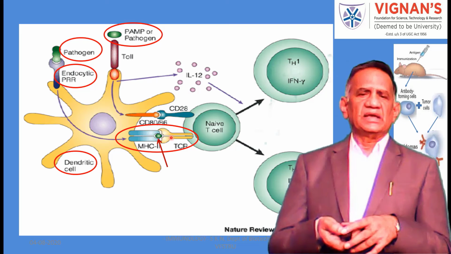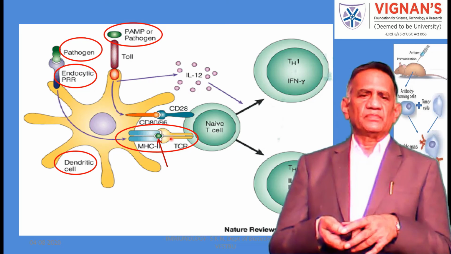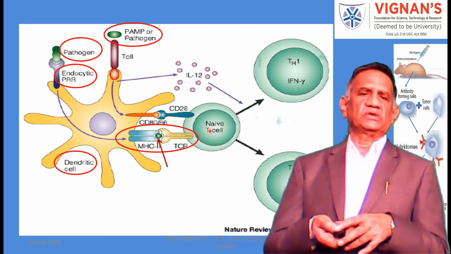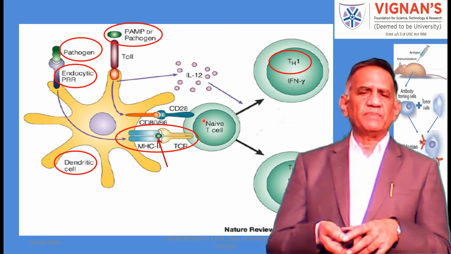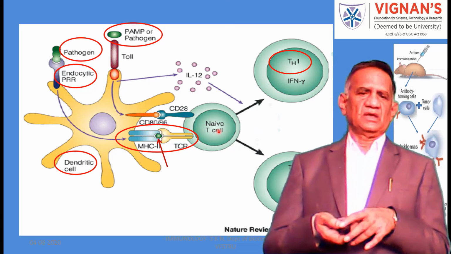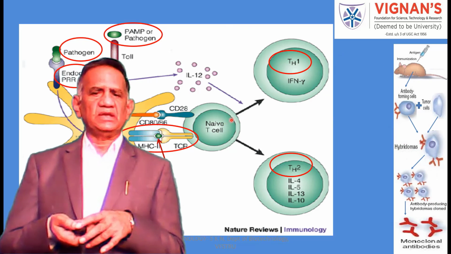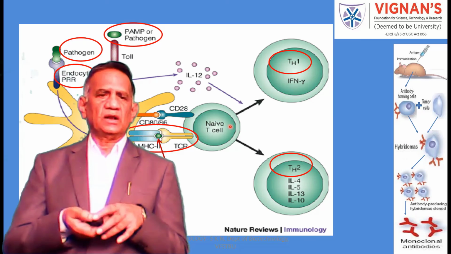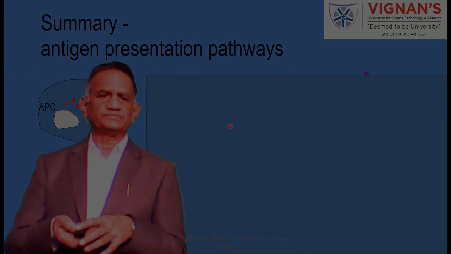That peptide is presented to the T helper cell through the MHC class 2 molecule. So now the T helper cell may take the decision whether it is pro-inflammatory activity or anti-inflammatory activity. Okay, so that's what the total presentation means.